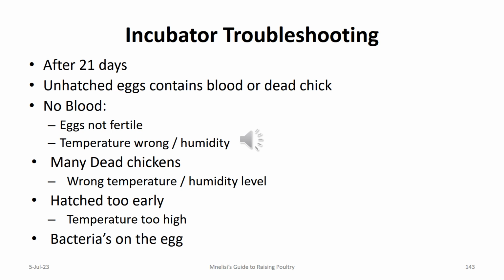After 21 days, you need to check and count the eggs that did not hatch successfully. Let us try a little bit of troubleshooting. If your eggs contain no blood, it means your eggs were not fertile, or the temperature or the humidity was wrong. Remember we spoke about egg candling. You can identify early the eggs with no chicks. Many dead chicks? You need to check the temperature and the humidity level. Eggs hatch too early? It's because the temperature was too high.